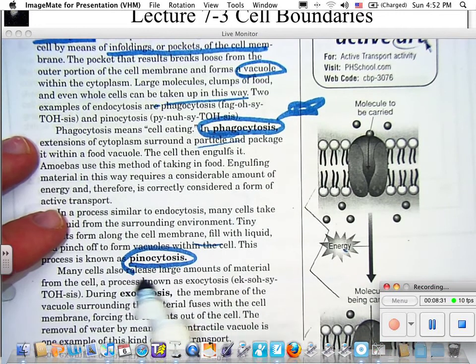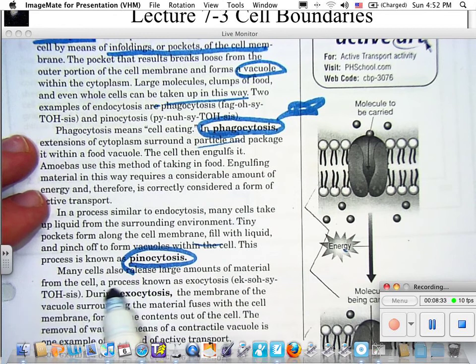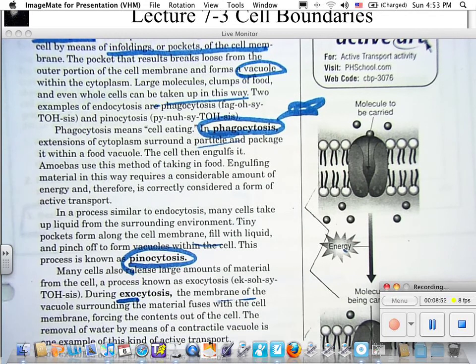Many cells also release large amounts of material from the cell, a process known as exocytosis. During exocytosis, the membrane of the vacuole surrounding the material fuses with the cell membrane, forcing the contents out of the cell. The removal of water by means of contractile vacuoles is one example of this kind of active transport. There we go. We are finished with section 7-3.